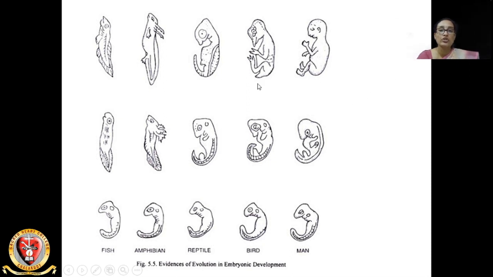This is a picture showing the different vertebrate groups and their developmental history. This is the fish, the amphibians, reptile, bird, and man. If you look at the beginning stages, they almost look very similar, suggesting they have a common ancestry.